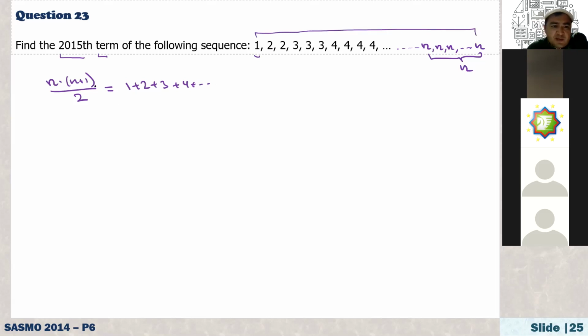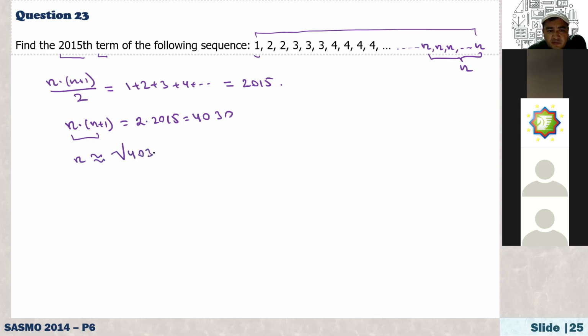If you count this, that's equal to n times n plus 1 over 2, which is the sum of the first n natural numbers. Suppose that's equal to 2015, but I'm not sure. Then n times n plus 1 is equal to 2 times 2015, which is 4030, right? And we have 2 consecutive numbers. How can I approximate this? This n should be approximately equal to the square root of 4030.